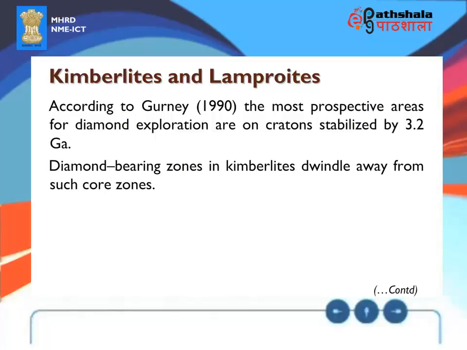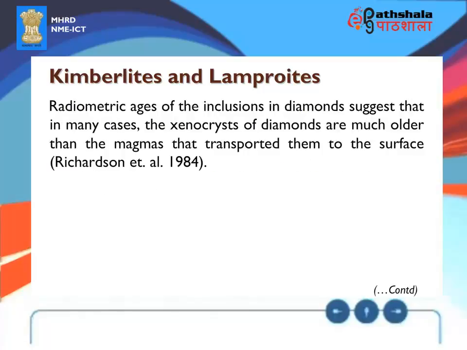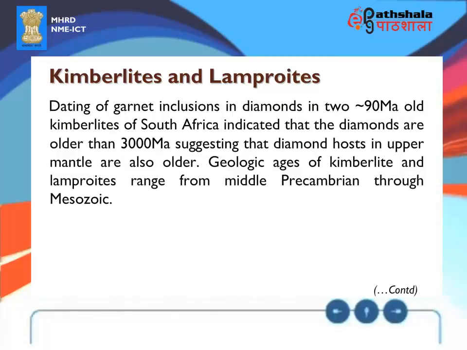Diamond-bearing zones in kimberlites dwindle away from such core zones. Radiometric ages of the inclusions in diamonds suggest that, in many cases, the xenocrysts of diamonds are much older than the magmas that transported them to the surface. Richardson et al. 1984: dating of garnet inclusions in diamonds in two approximately 90 million year old kimberlites of South Africa indicated that diamonds are older than 3000 million years, suggesting that diamond hosts in the upper mantle are also older. Geologic ages of kimberlites and lamproites range from middle Precambrian through Mesozoic.